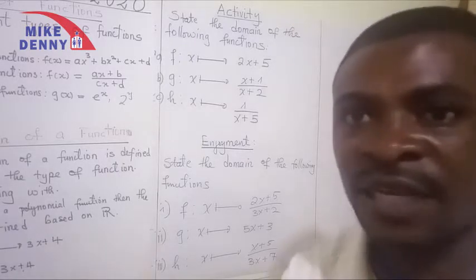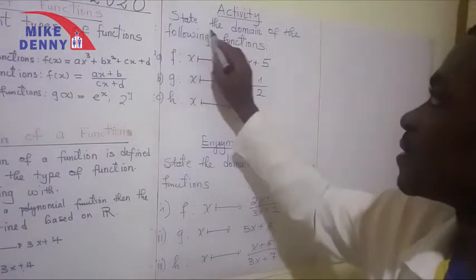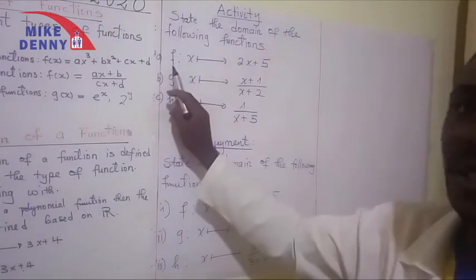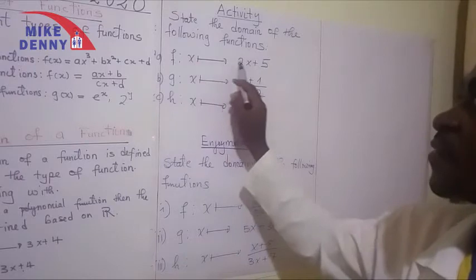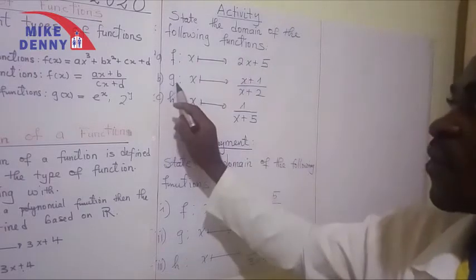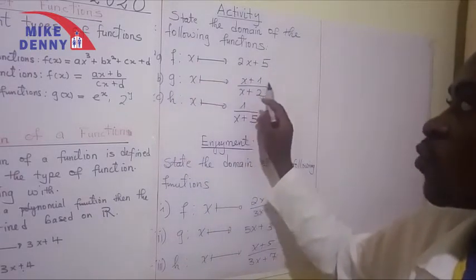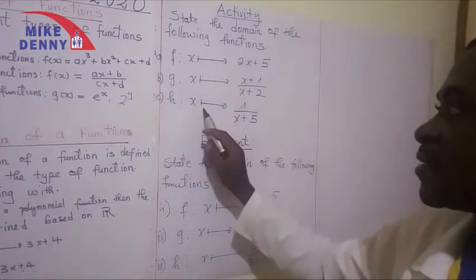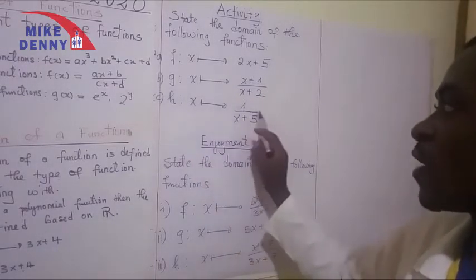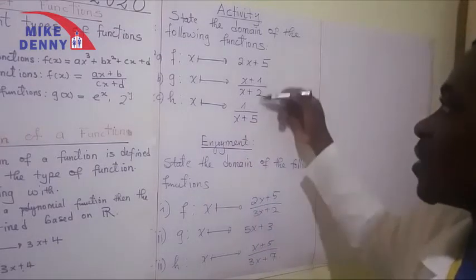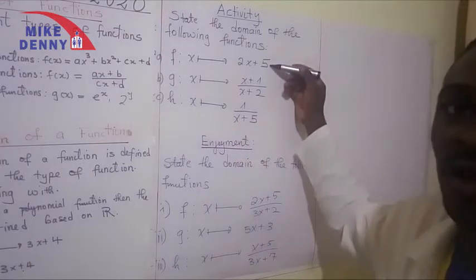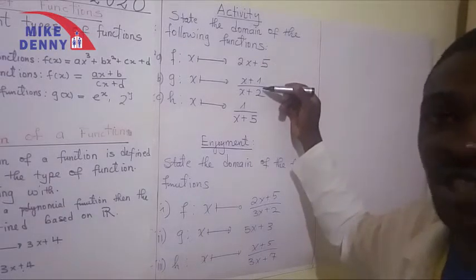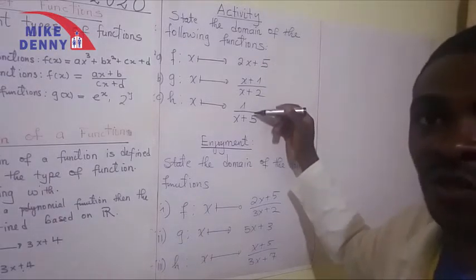Now look at these activities. They say state the domain of the following functions. The first function is f such that x is mapped to 2x plus 5. The second function is g such that x is mapped to (x plus 1) over (x plus 2). And the third function is h such that x is mapped to 1 over (x plus 5). If you look at the functions, you discover that the first one is a linear function, which falls under polynomial functions, and the second one is in the form of a fraction, that's a rational function, and the last one is also in the form of a fraction, which is a rational function.